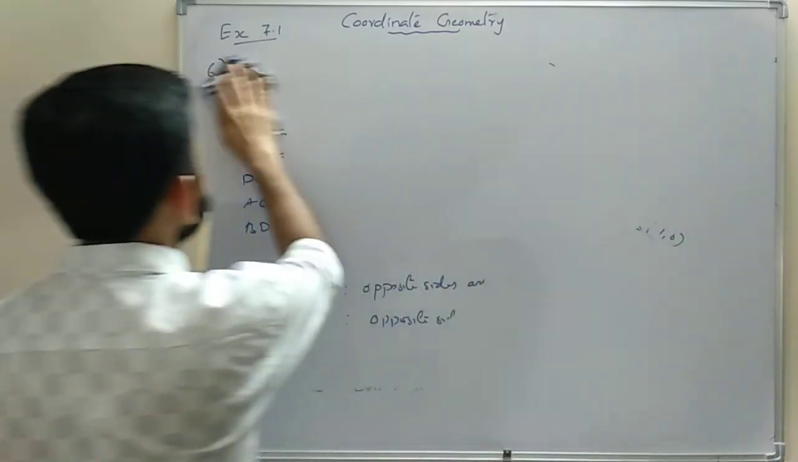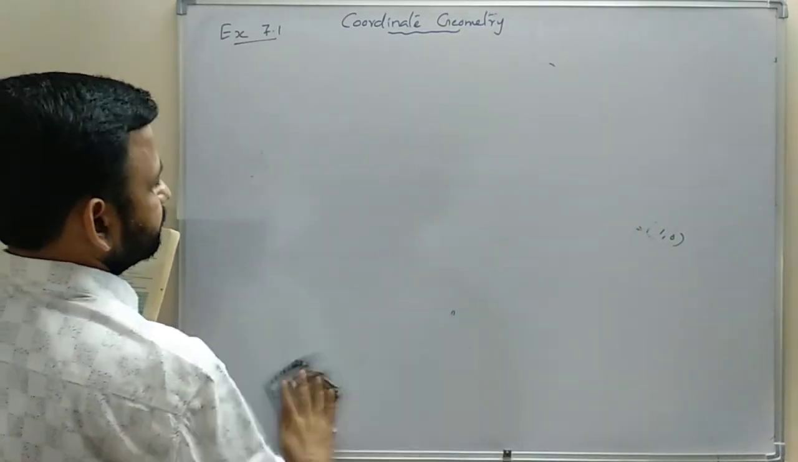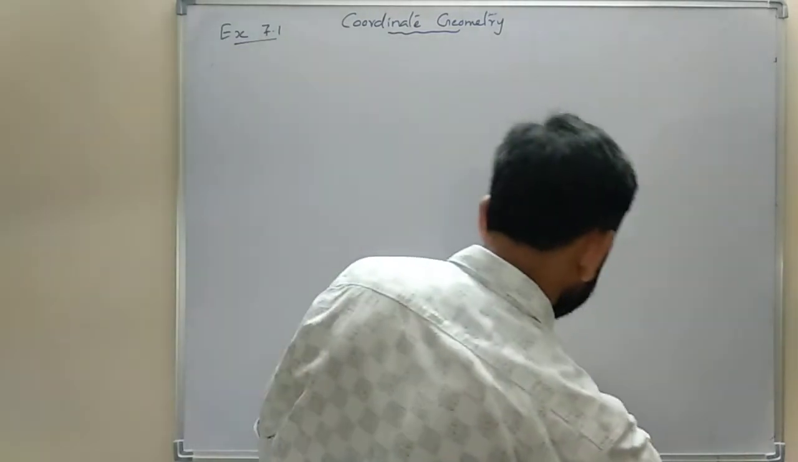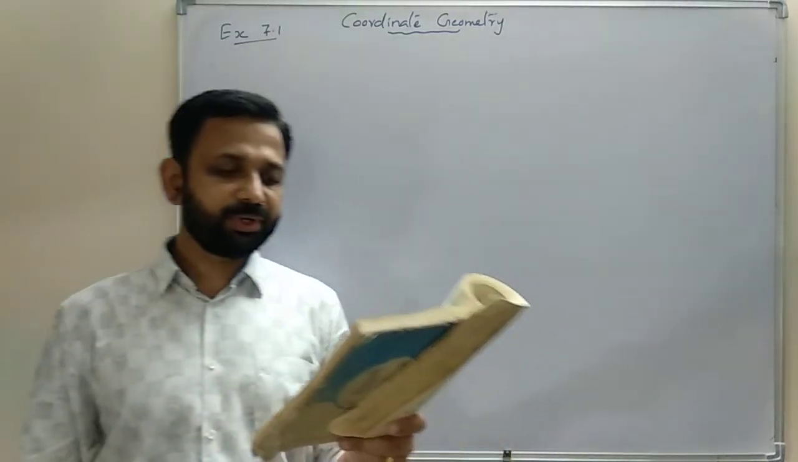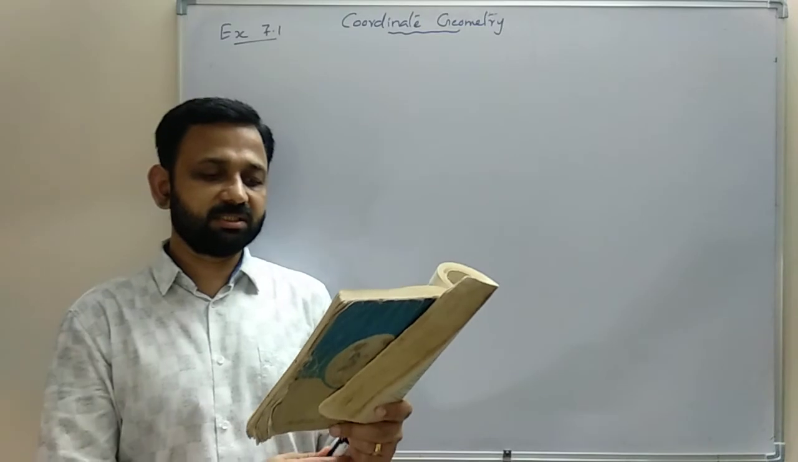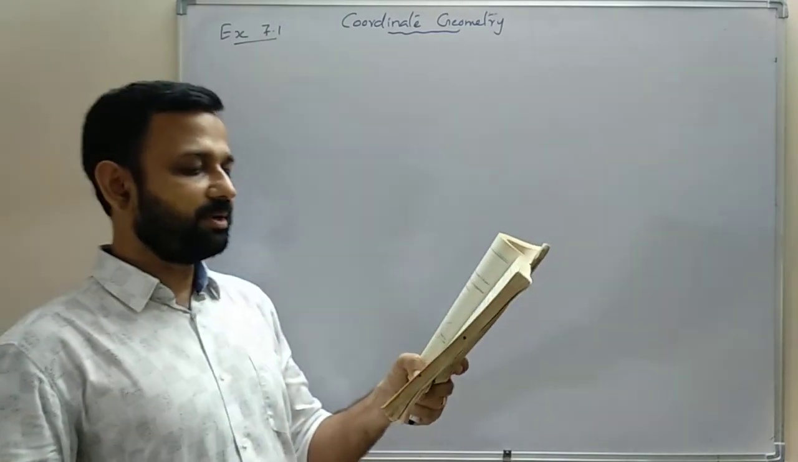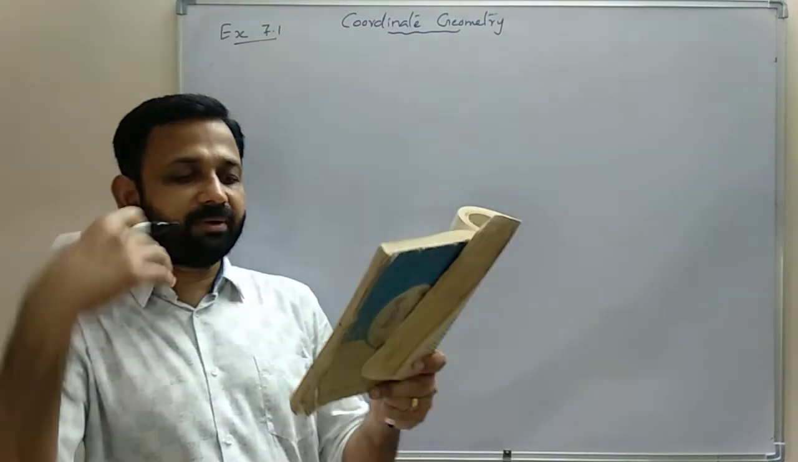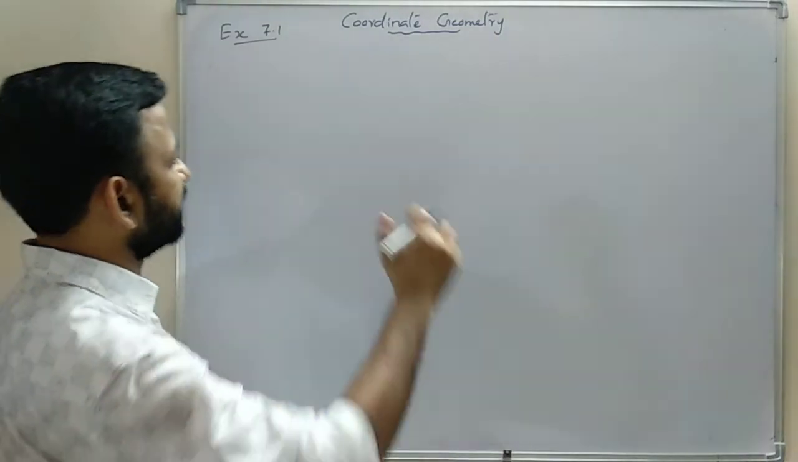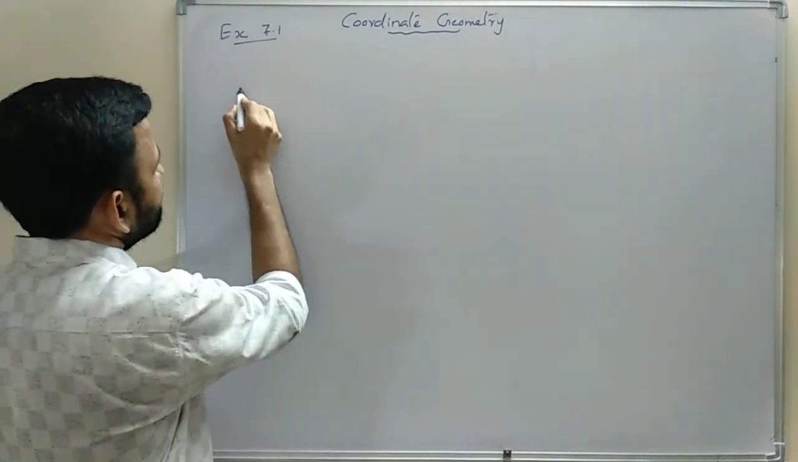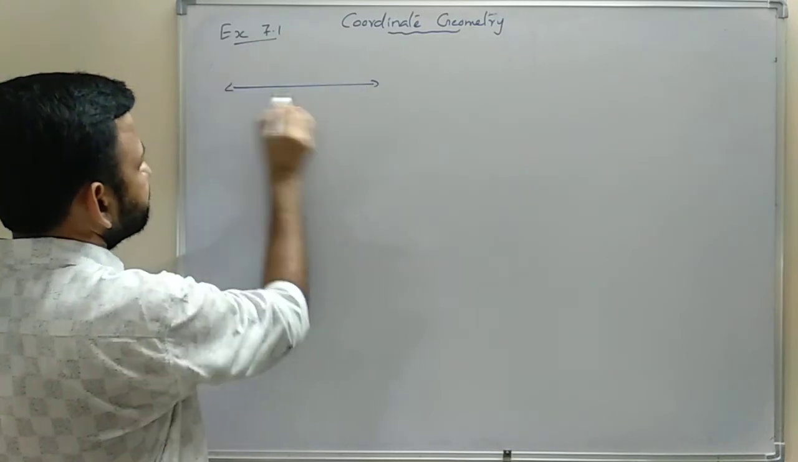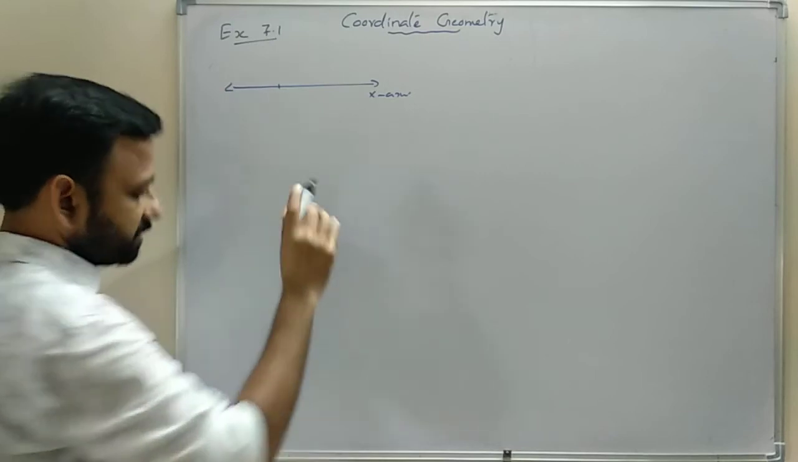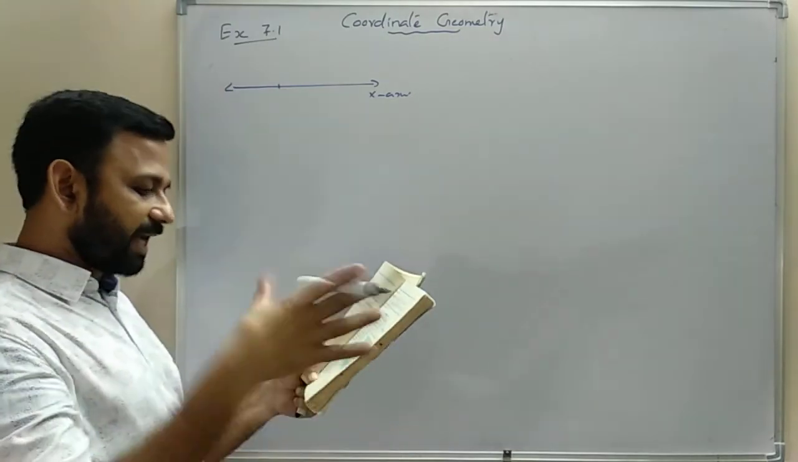Seventh question. In question number 7, find the point on the x-axis which is equidistant from the points (2, -5) and (-2, 9). Point on x-axis. So suppose it is the x-axis and the point on the x-axis. That point is equidistant from the other 2 points.